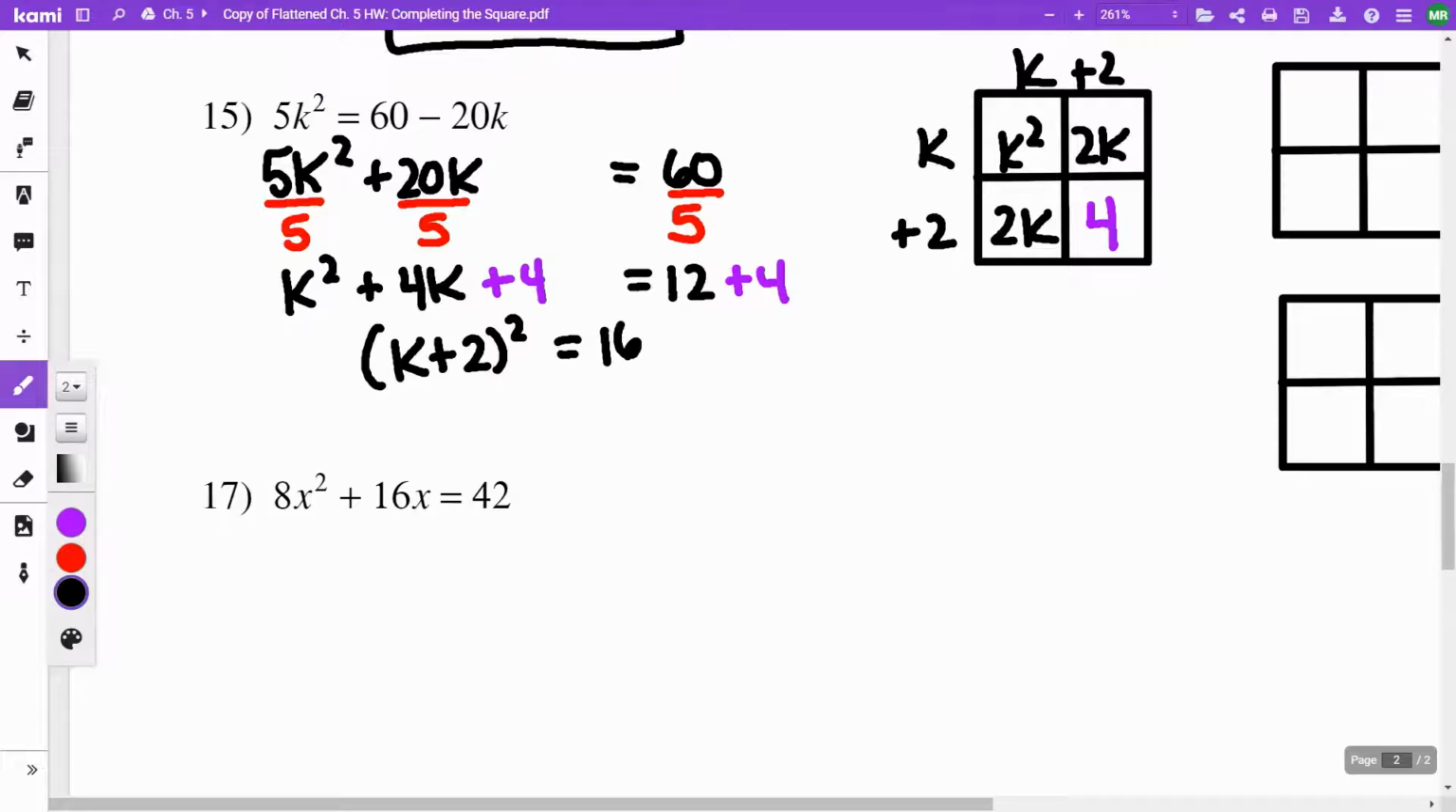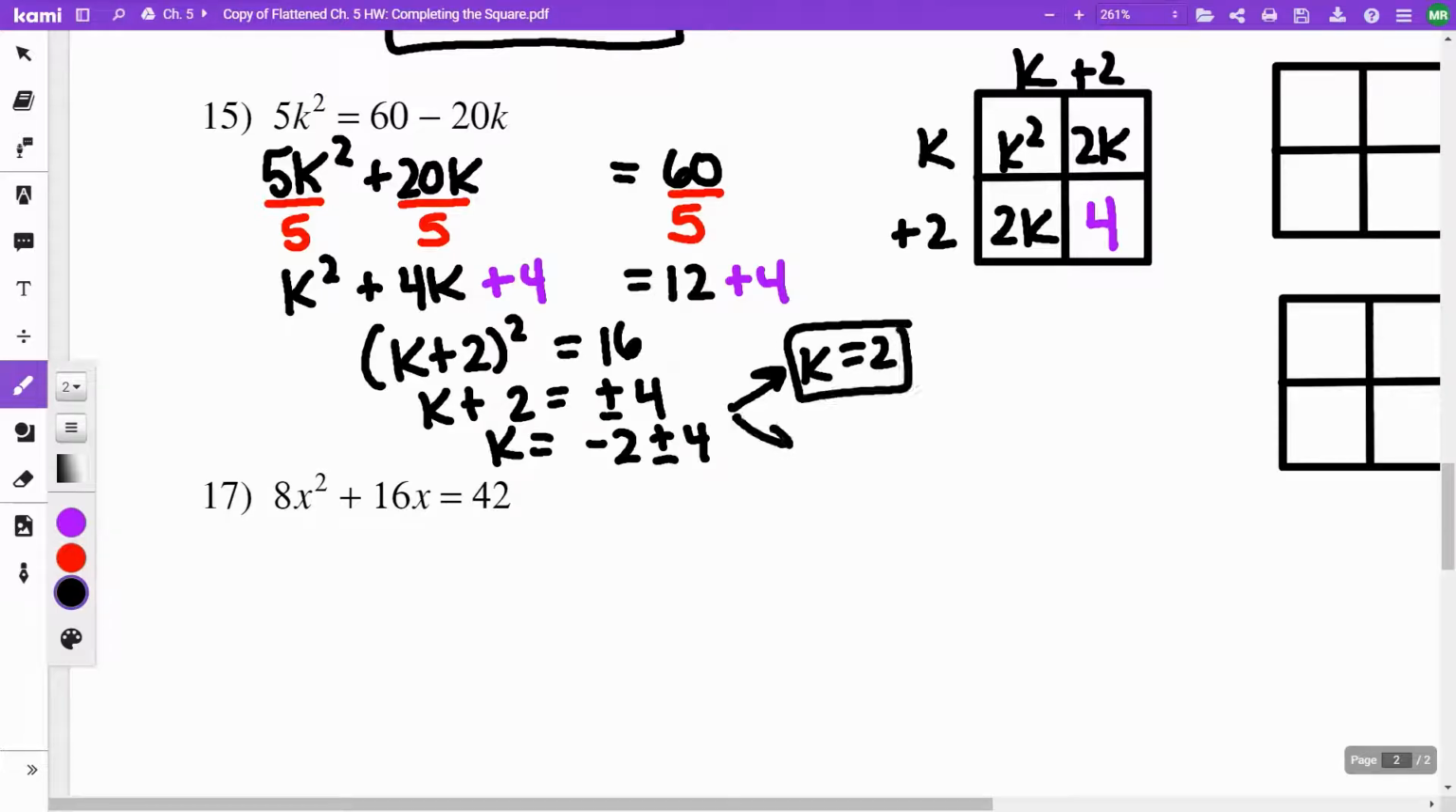This is going to be nice answers. So I'm going to get k plus 2 is equal to plus or minus 4 when I take the square root. So I'm going to have a negative 2 plus or minus 4. So negative 2 plus 4 is 2. Negative 2 minus 4 is a negative 6.